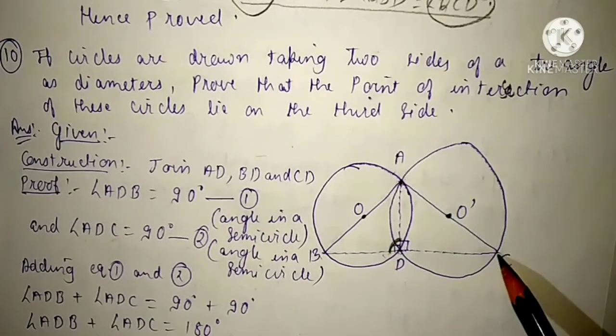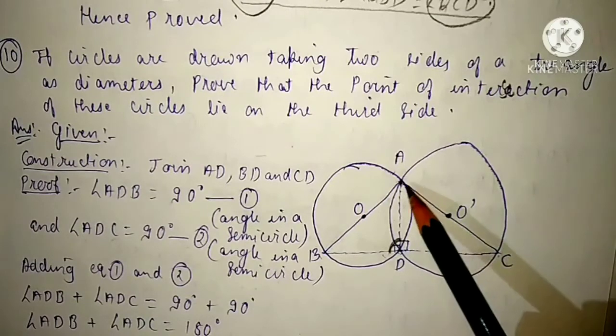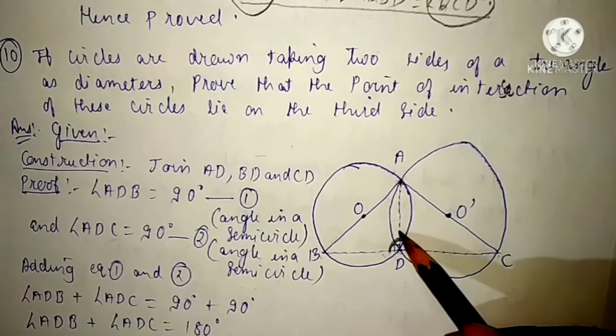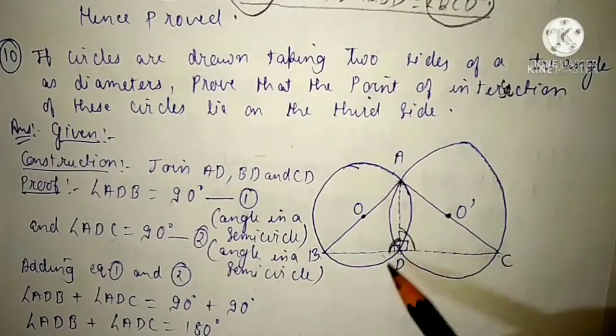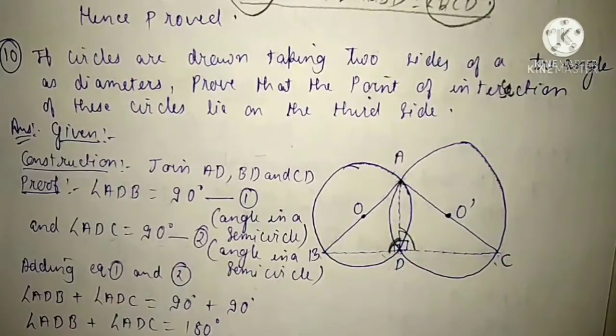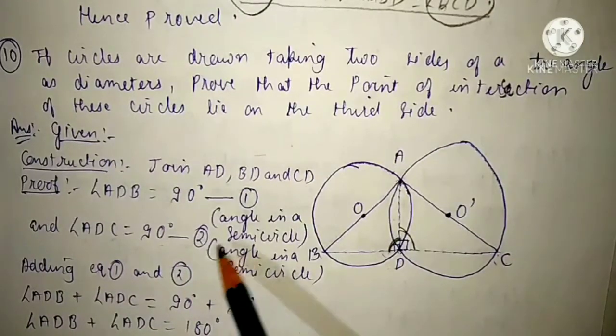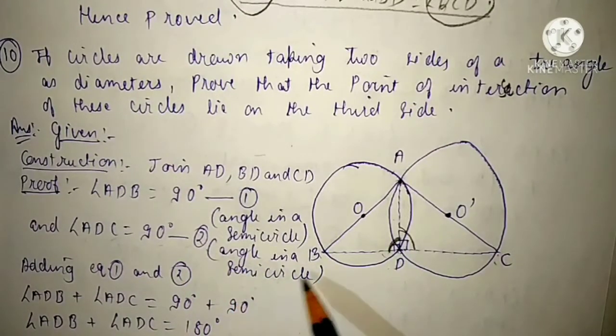Now this is also a diameter. So this is also a semicircle. Then this angle will also be equal to 90 degrees. So angle ADC is equal to 90 degrees. Name this as equation number 2. Reason will be angle in a semicircle.